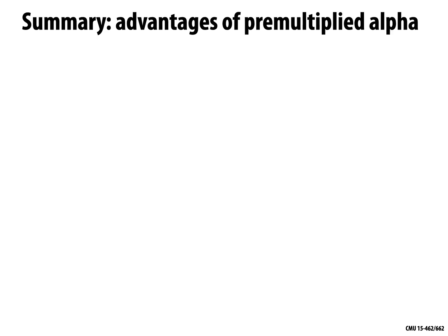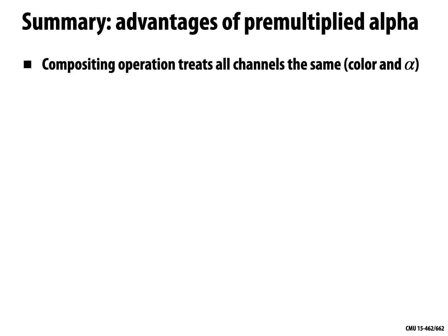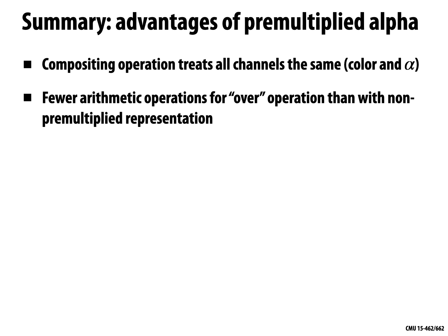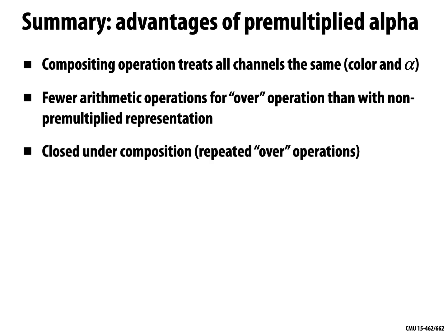So overall, there are some nice advantages to working with premultiplied alpha. First of all, compositing treats all the channels the same. We're doing the same thing to color and alpha. That could be nice for implementation, for performance. We have fewer arithmetic operations for the over operation than we did for the non-premultiplied representation. It's closed under composition, so if we do repeated over operations, we're going to carry through the color without distorting it, right? That bright red color will stay bright red.